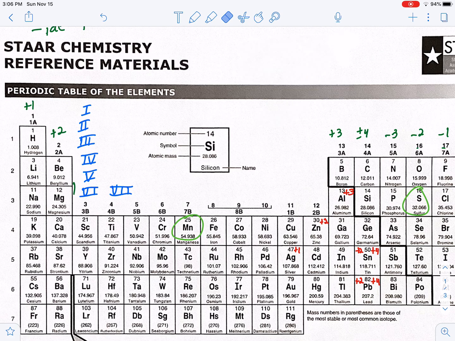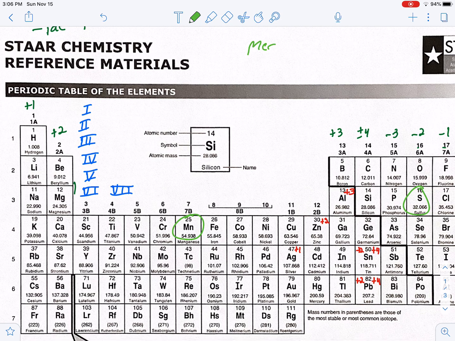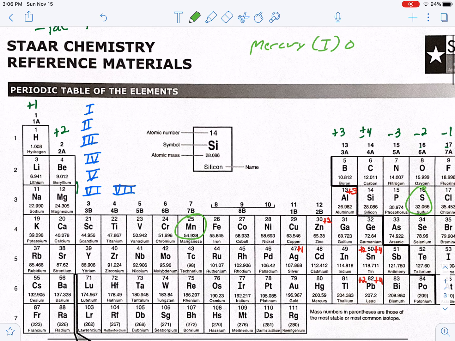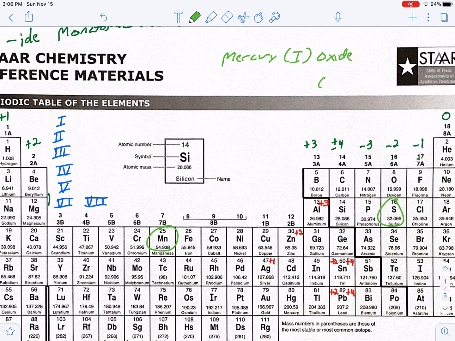Okay, let's try another one. Let's do mercury 1 oxide. I'm going to start with oxygen, my anion. So that's going to be O with a -2.